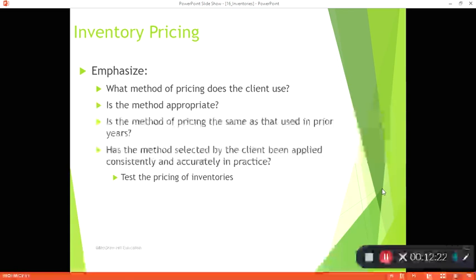In terms of, if it's LIFO, then you're going to make sure that that method was followed in terms of the application of the inventories.